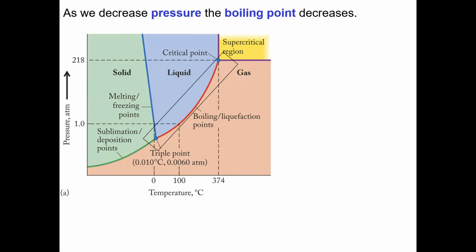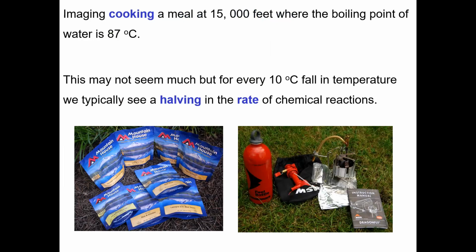Of course, the opposite is true. As you decrease the pressure, the boiling point goes down, and this has some interesting consequences for people that live at altitude. So if you're cooking a meal at 15,000 feet, then the boiling point of water is only 87 degrees Celsius. So it's like your food's going to taste not quite hot.